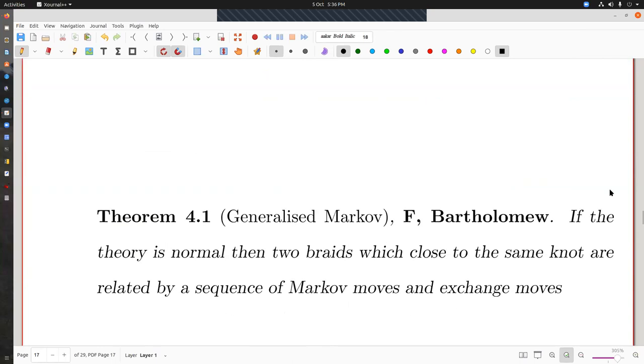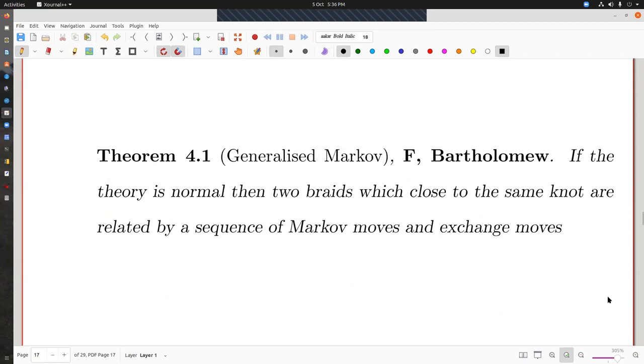So here we have another result, generalized Markov. If the theory is normal, then two braids which close to the same knot are related by a sequence of Markov moves and exchange moves. Okay. So that generalizes the usual Markov theorem, which for the real case only has Markov moves, but in general, we might need the exchange moves.